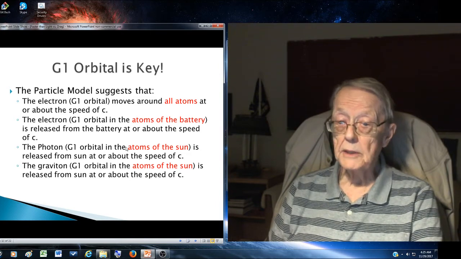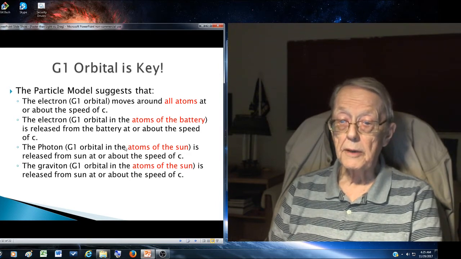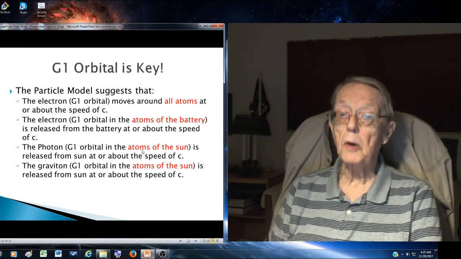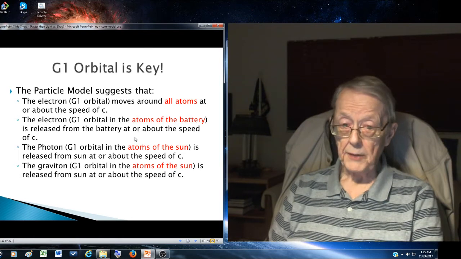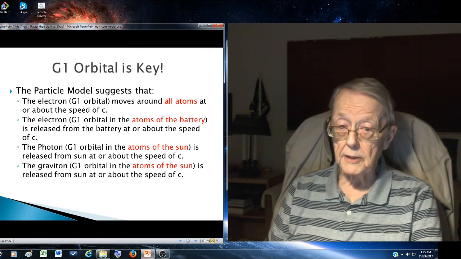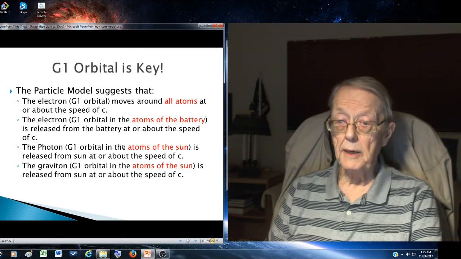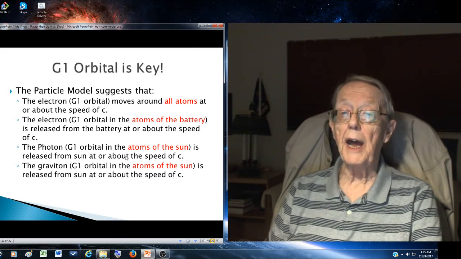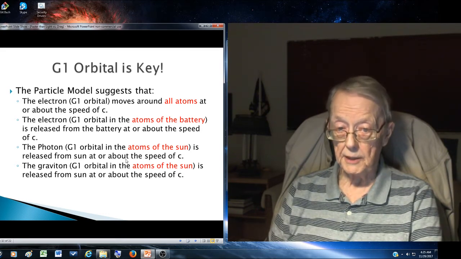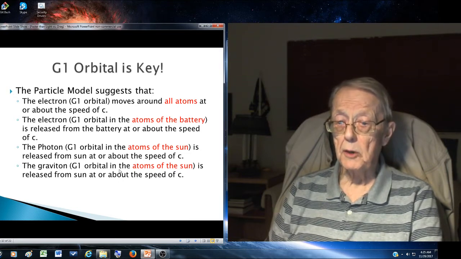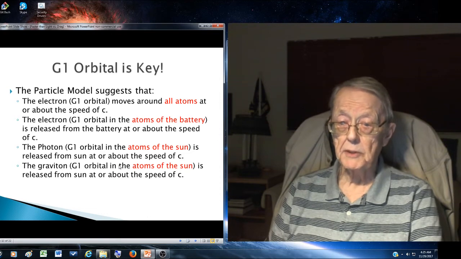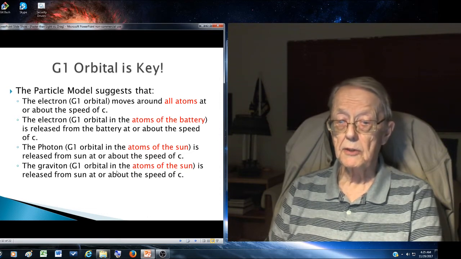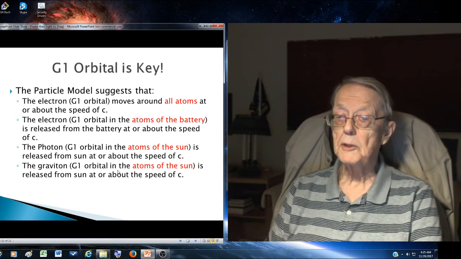The photon is the G1 orbital of the atoms in the sun. We have atoms in the sun. In our model, the photon orbits the atoms in the sun, although we call it the G1 particle, and is released from the sun at or about the speed of c. And the graviton is the G1 orbital, also in the atoms of the sun, and is released also at or about the speed of c.